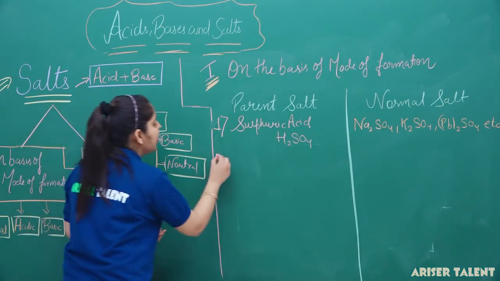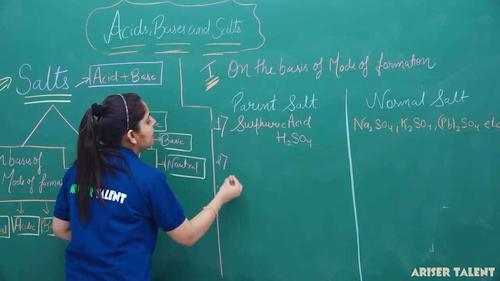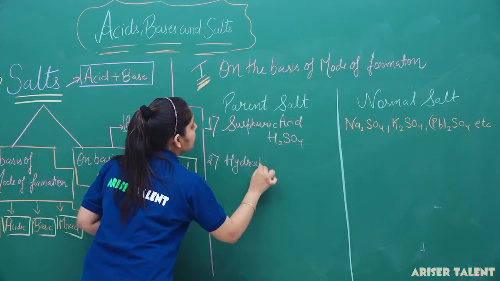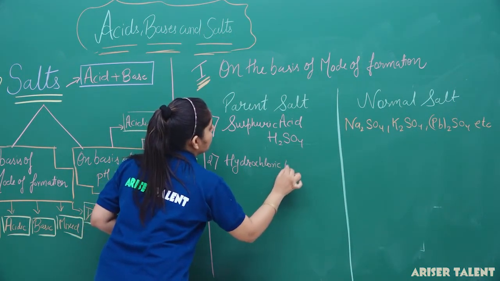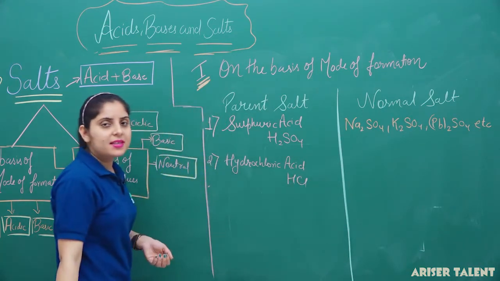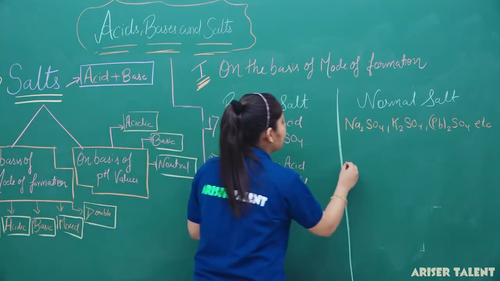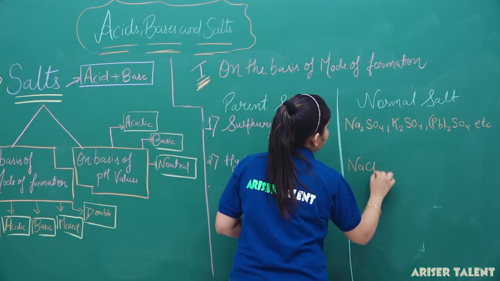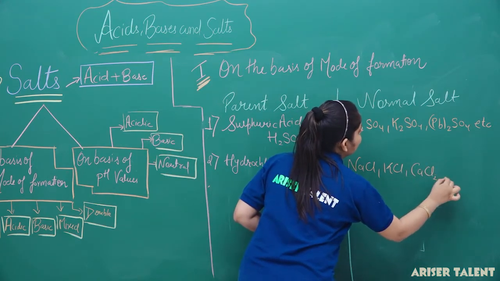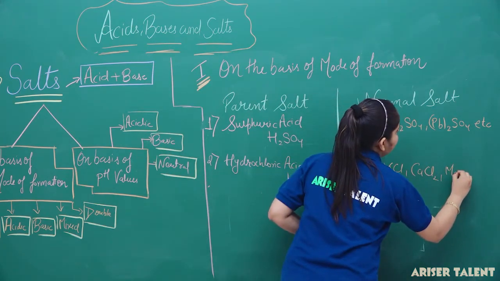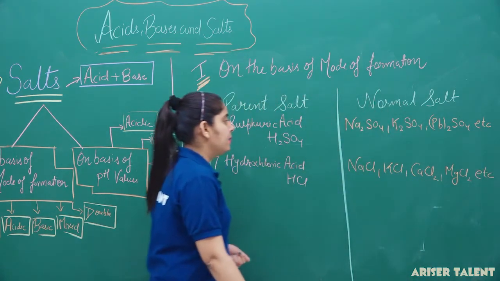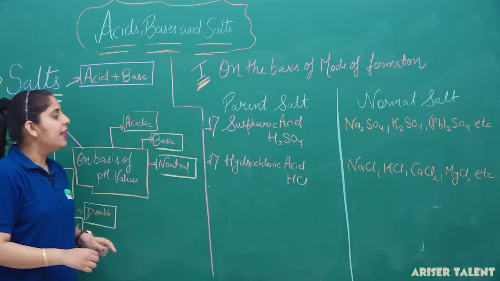Now we have our next example in the category, that is hydrochloric acid. Hydrochloric acid is basically HCl, and from this HCl we can form NaCl, KCl, CaCl2, MgCl2, etc. It means these are the salts of the chloride ion. So this will be our second category.